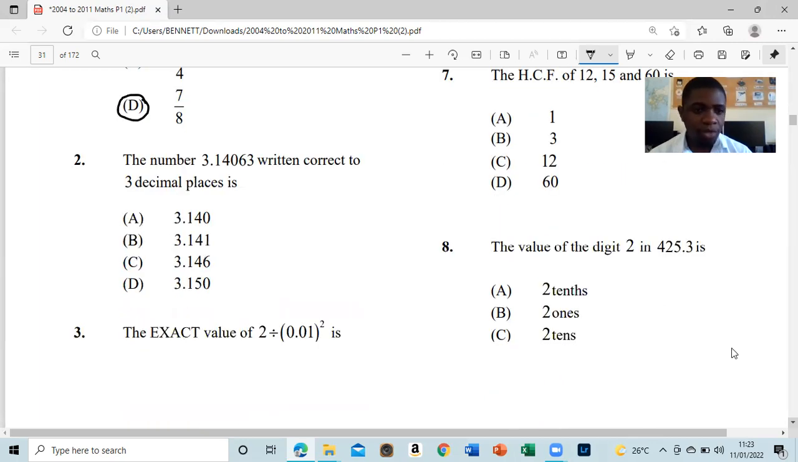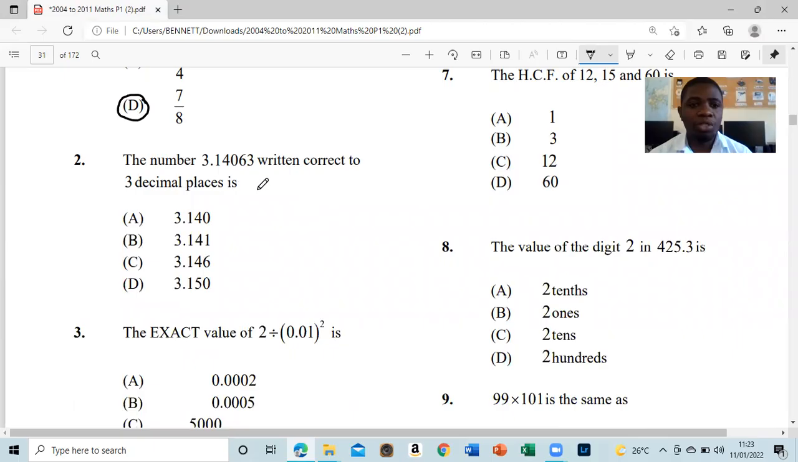All right, number 2 says the number 3.14063 written correct to 3 decimal places. Let me just write back the number. Now 3 decimal places means that there are 3 numbers after the decimal point. So this is the decimal point. 1, 2, 3. So we go to the 4th number. If it's 5 and over, we add 1 to this. So we can add 1 to this because 6 is greater than 5. So it will be 3.141. So that will give us B.